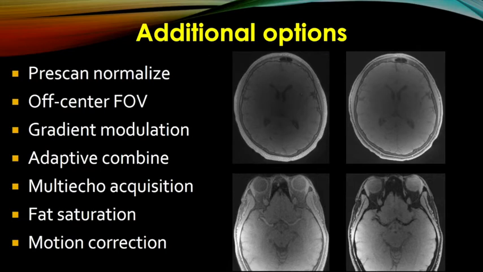There are a multitude of additional sequence options, which can include pre-pulse preparation, gradient modulation, multi-echo acquisition to achieve quantitative tissue classification, and other ancillary features such as fat-sat or motion correction.